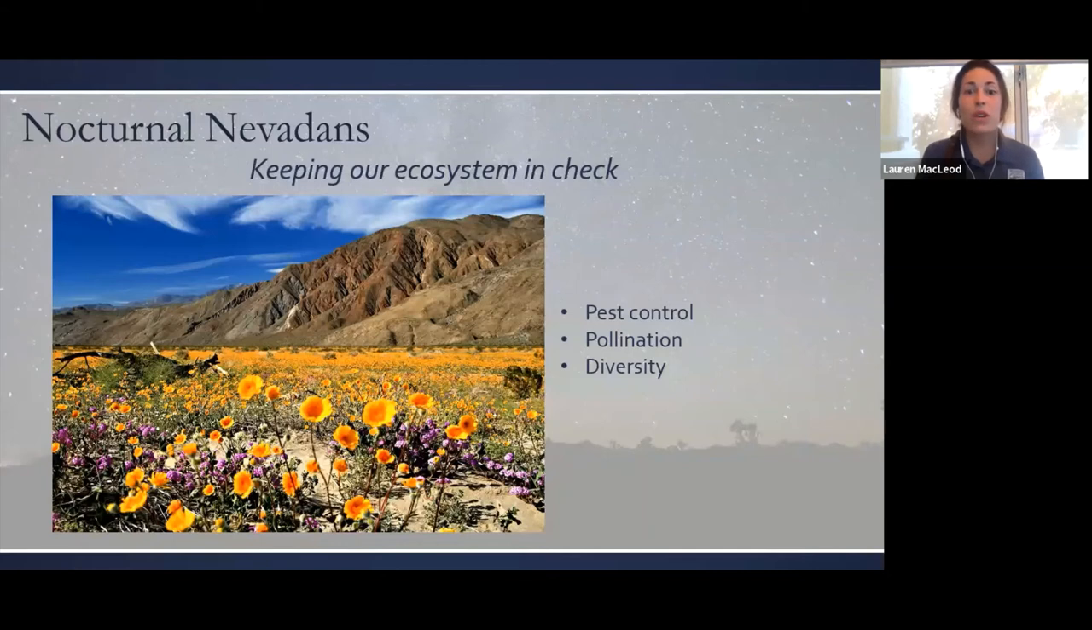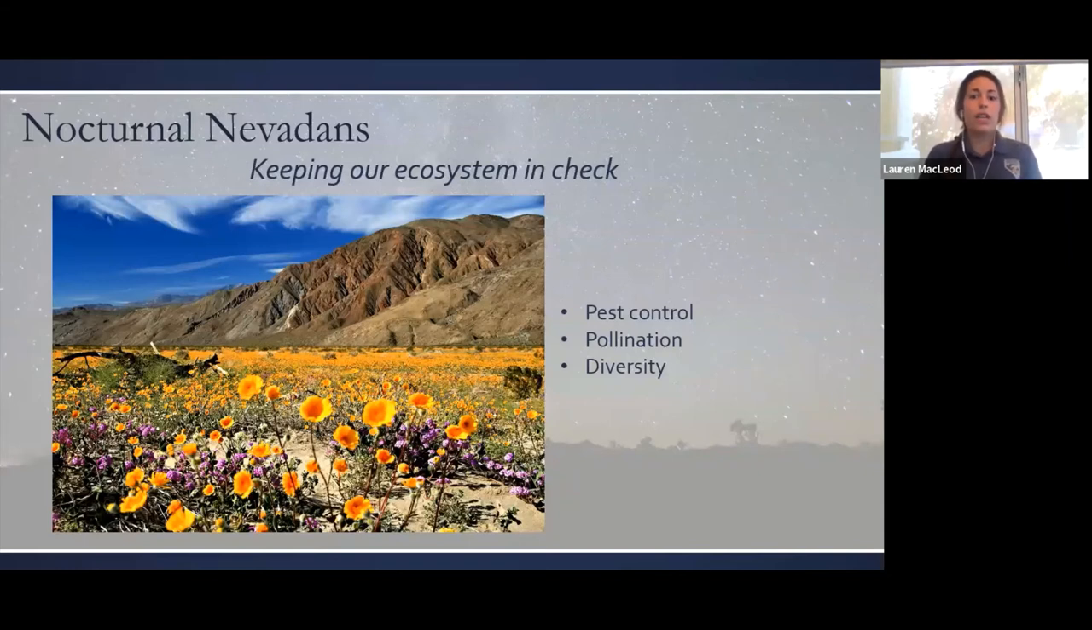Pollination, it's important, especially since we do have some nocturnal plants. We want those nocturnal pollinators to help keep those moving along. And of course, diversity too. We want to make sure that our ecosystem remains diverse so that it can function how it is.